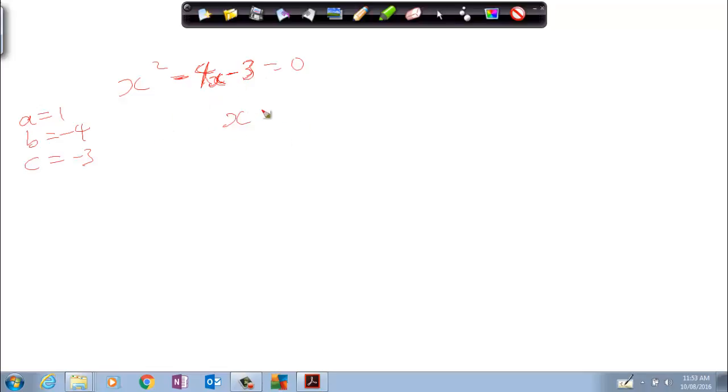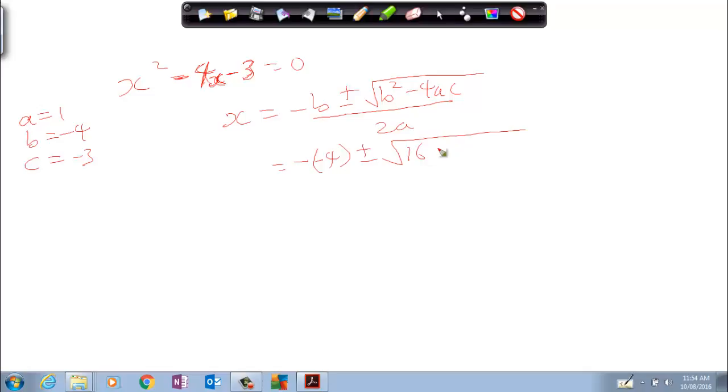We plug that into the formula, which is minus b plus or minus the square root of the discriminant, which is b squared take 4ac, all divided by 2a. So we put in b there, so it's minus minus 4, plus or minus the square root of minus 4 squared, which is 16, minus 4 times a times c, all divided by 2 lots of a. Now that's 4 plus or minus the square root. 4 3s are 12, that's a plus 12, so 16 plus 12, we're up to 28, all divided by 2.